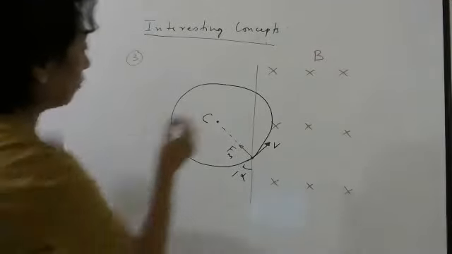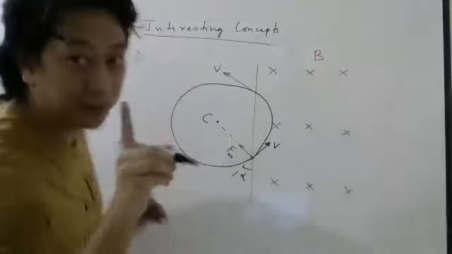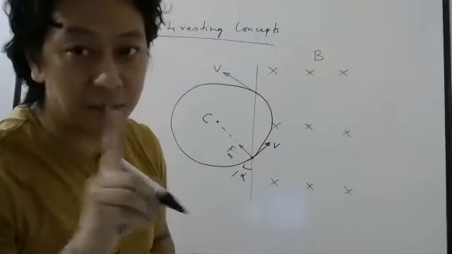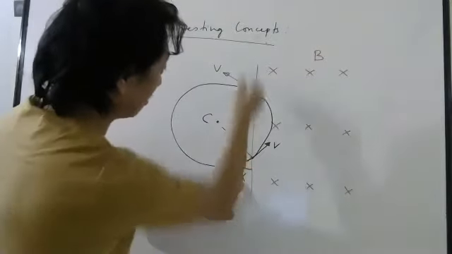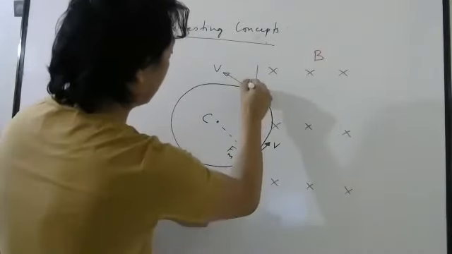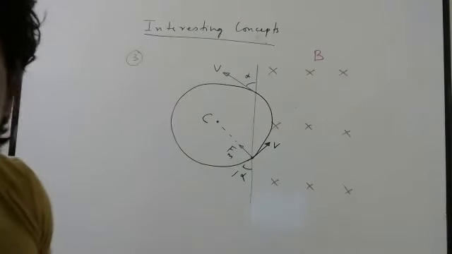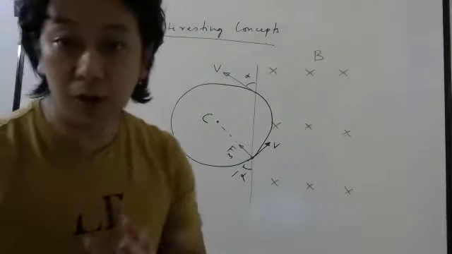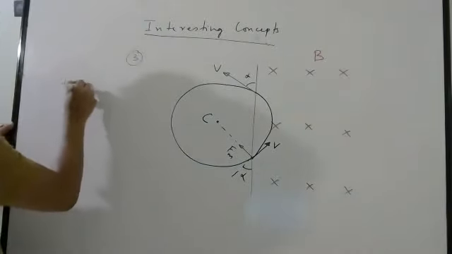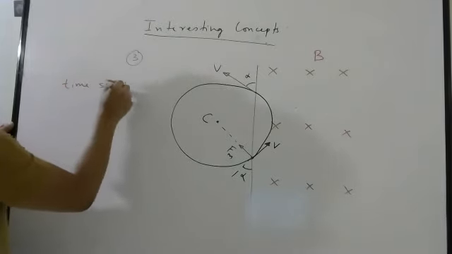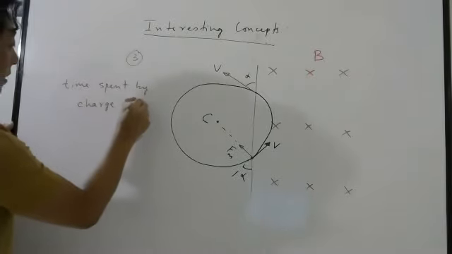Now when it comes out from here, like this, the speed will be the same. Speed cannot change by a magnetic field. So whatever speed was here, the same speed will be here. And because of symmetry, if this is alpha, this also will be alpha. So now if I want to know how much time it spends in the magnetic field, the time spent by the charge in the magnetic field.